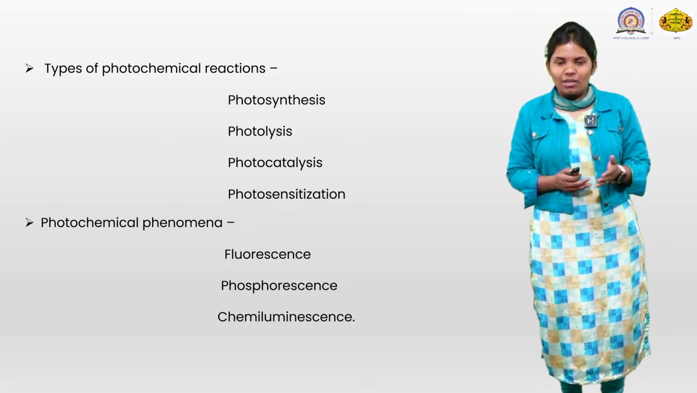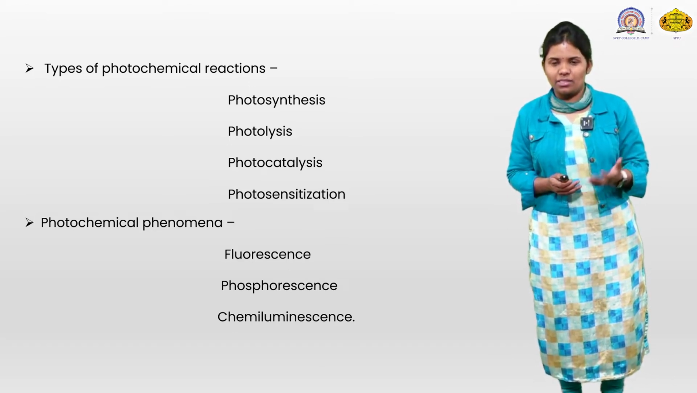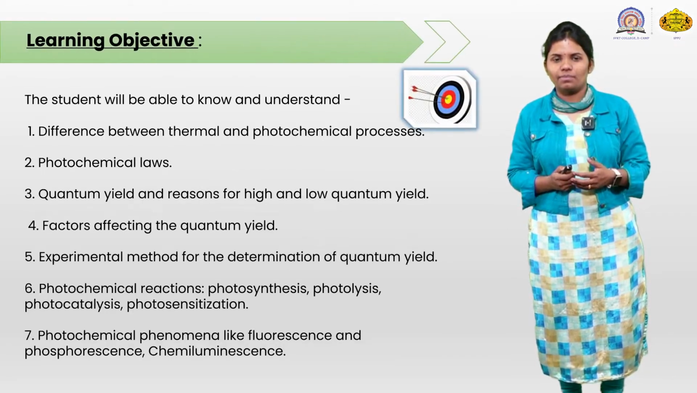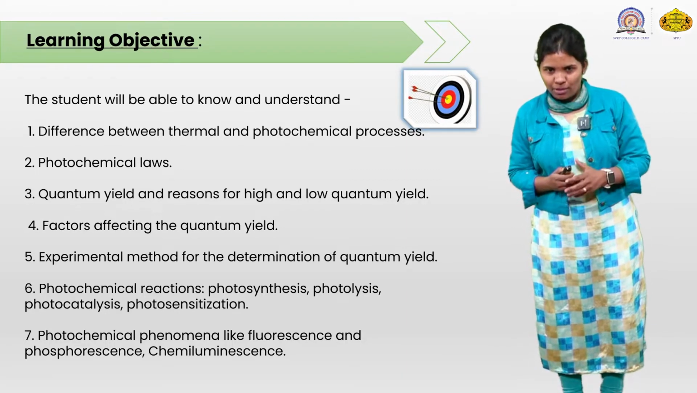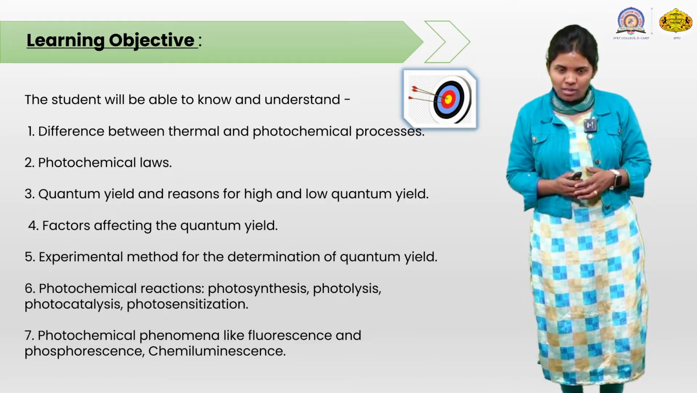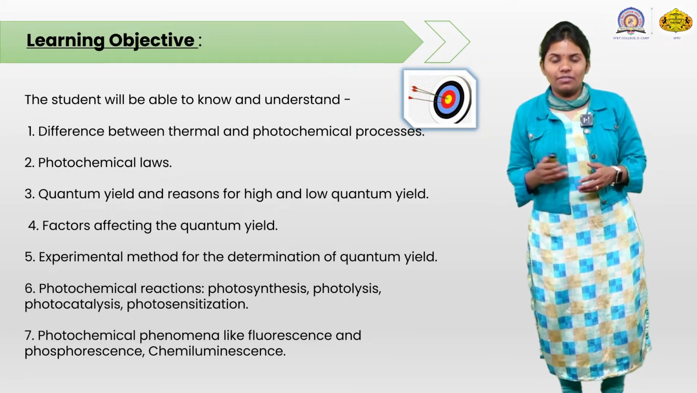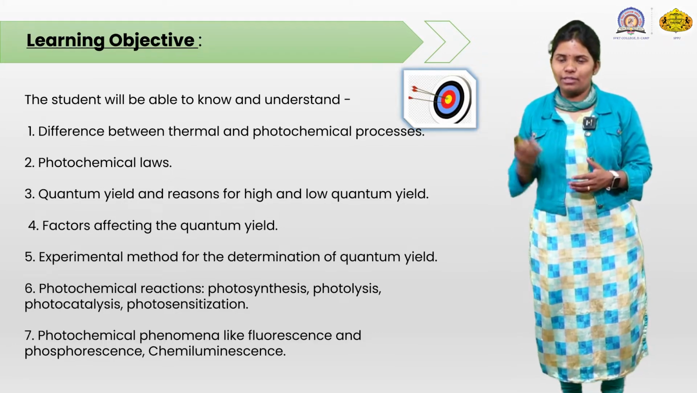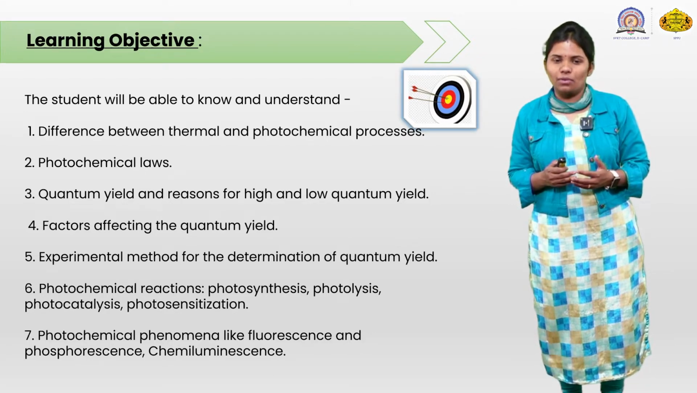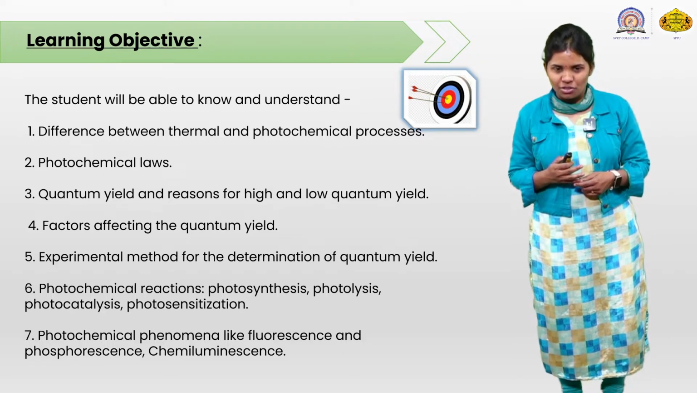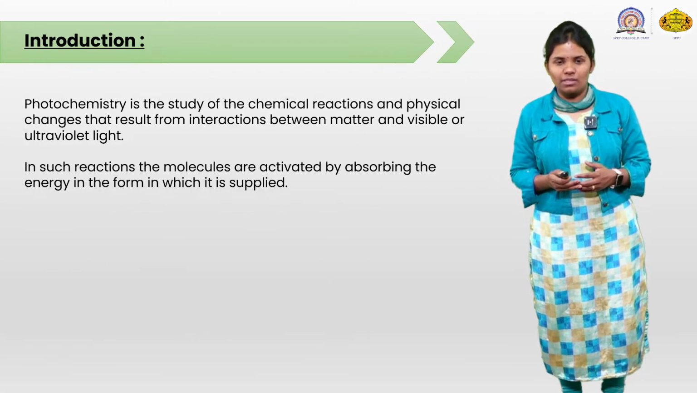What are the photochemical phenomena? There are 3 basically: fluorescence, phosphorescence and chemiluminescence. In that we are going to see the difference between thermal and photochemical processes, different photochemical laws, quantum yield, reasons for high and low quantum yield, factors affecting the quantum yield, experimental methods for determination of quantum yield. Next, photochemical reactions, that is photosynthesis, photolysis, photocatalysis and photosensitization reaction. Photochemical phenomena like fluorescence, phosphorescence and chemiluminescence.